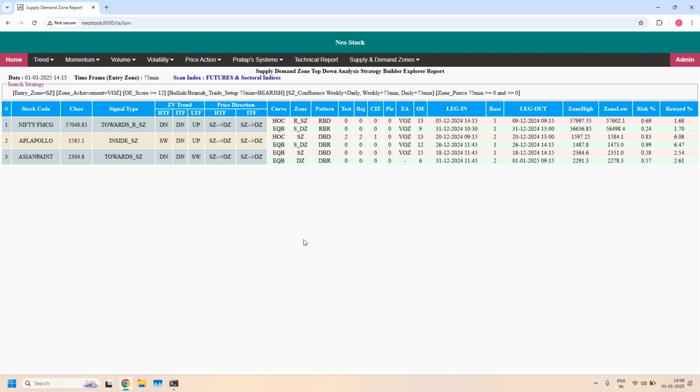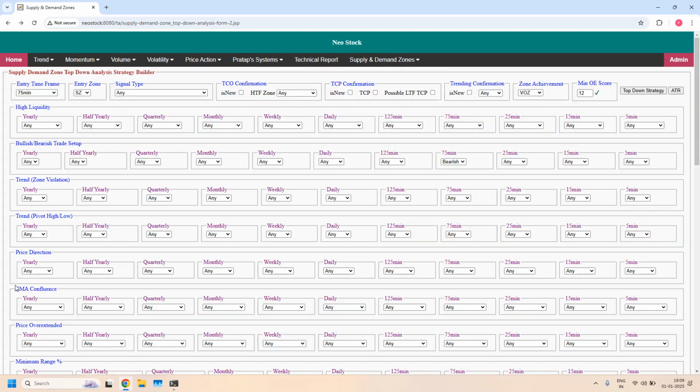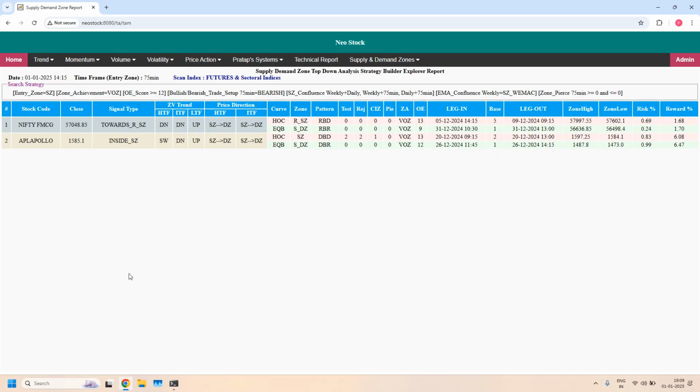In these 3 stocks, these 75 minute supply zones are part of the daily supply zone, both together again part of the weekly supply zone. And weekly trend is down in the first stock and second stock. If they are having any weekly EMA confluence, they are even more high probability trade setup supported stocks. Let's verify the EMA confluence, weekly time frame, weekly supply zone having weekly EMA confluence.